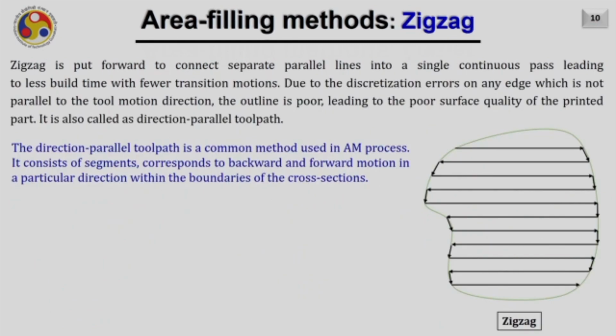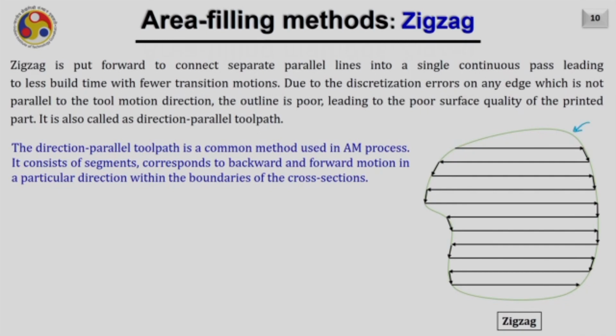The next very popular area filling method is zigzag. Zigzag is put forward to connect separate parallel lines into a single continuous pass, leading to less build time with fewer transition motions. As you can see in this diagram, the toolpath starts adding material from this point onwards. It follows just the x-axis, very similar to what we discussed in x-axis raster. But in the end, the tool doesn't lift. Instead, it remains on the slice itself and keeps adding the material, reaches the next line and adds the material.